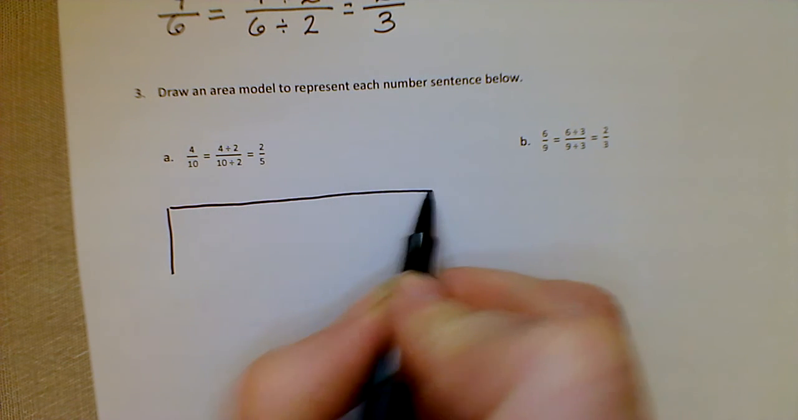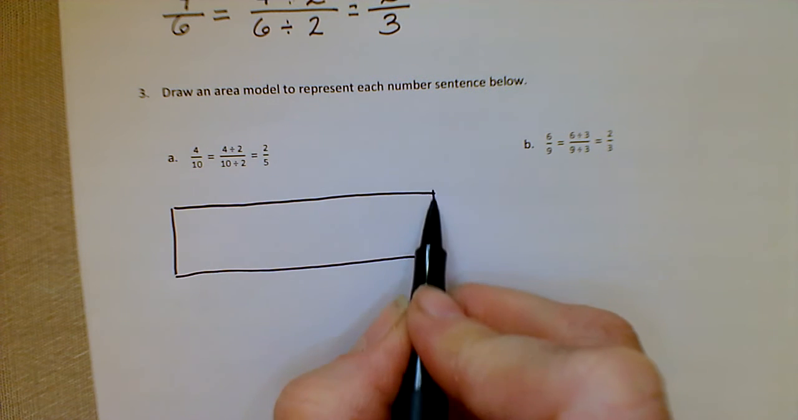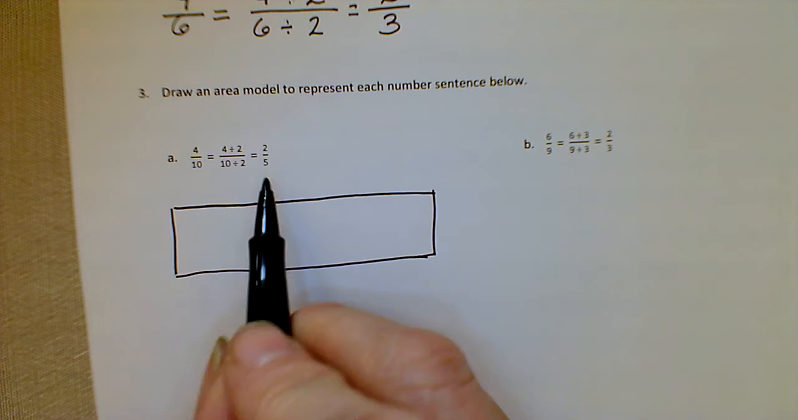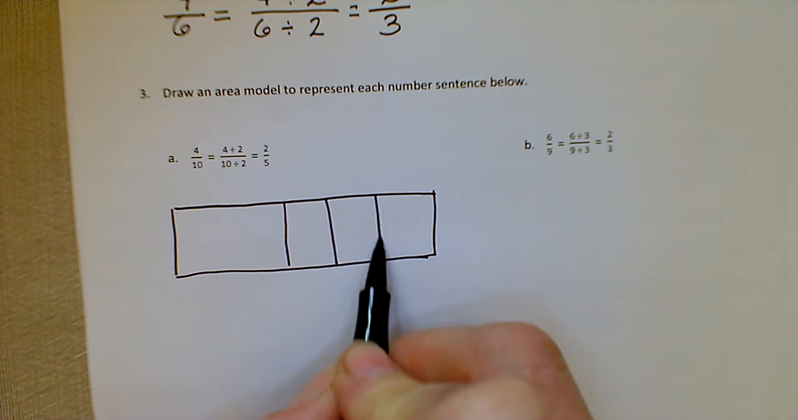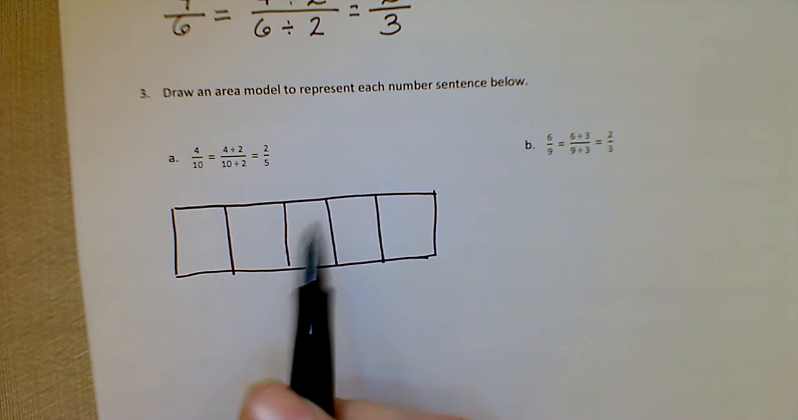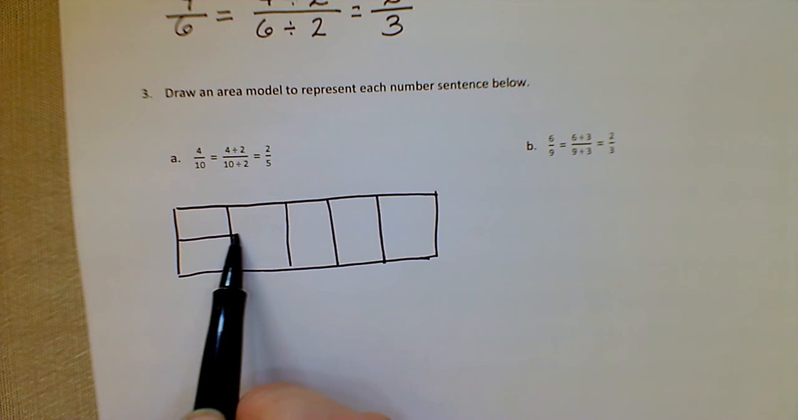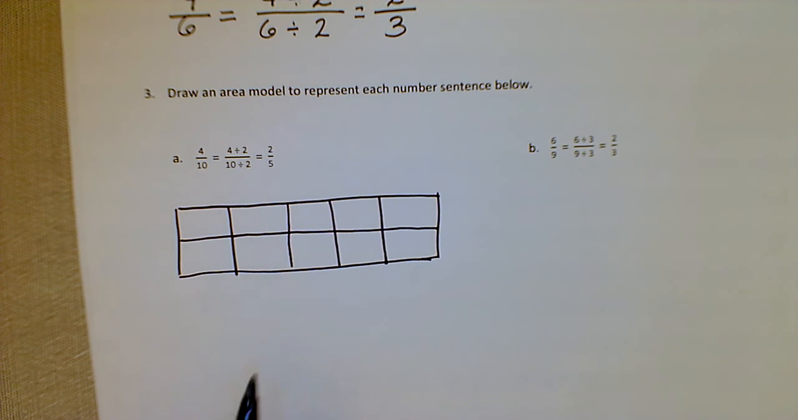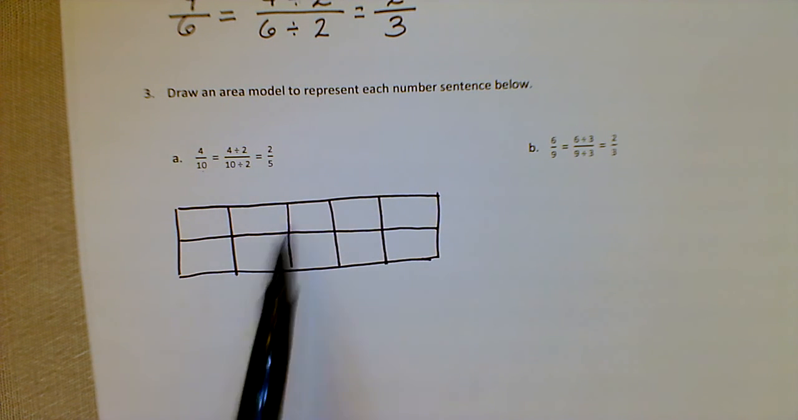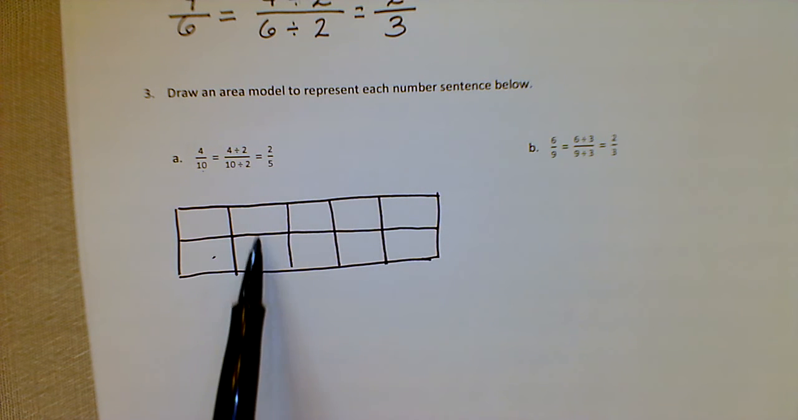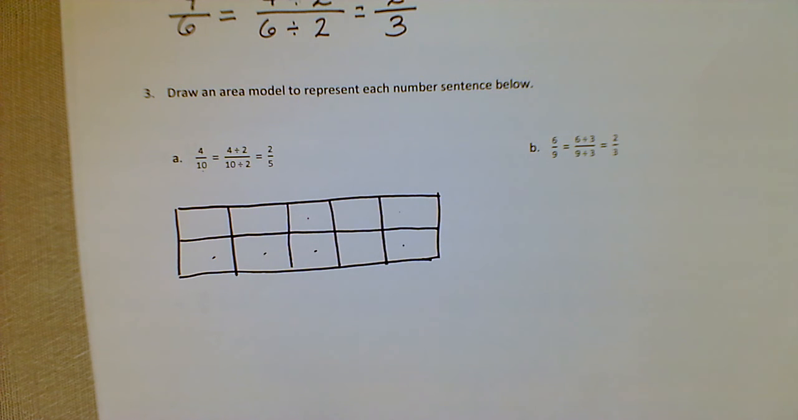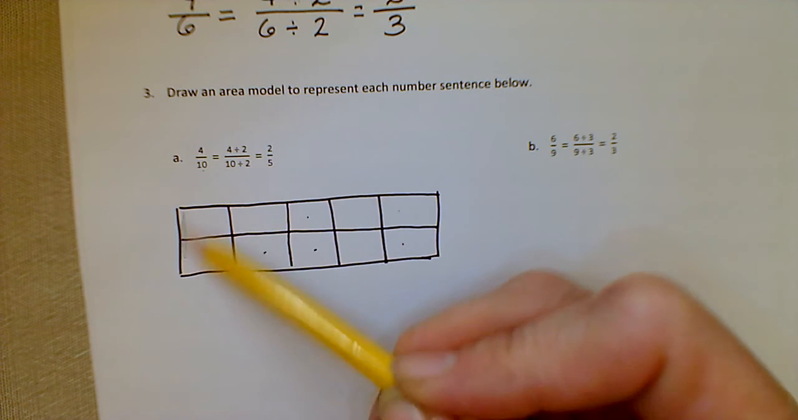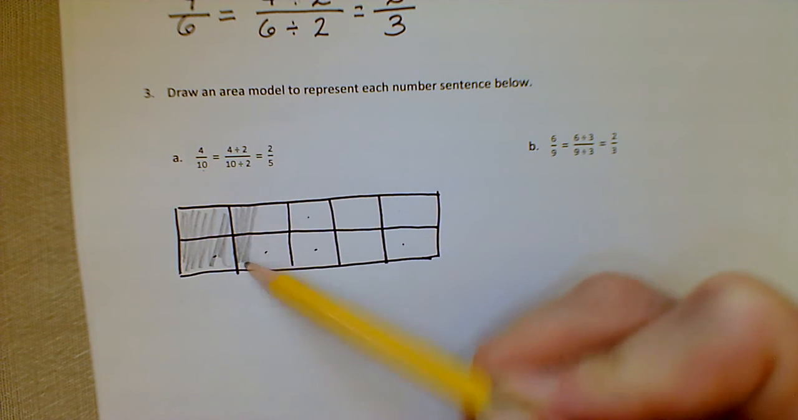So if I go ahead and I draw this, making it nice and long, and I need to make 5 columns, doing my best to make them equal. Okay, they're not quite, but it's good. And then I'm going to go ahead and cut them in half. So now I have a total of 10 units in here. 1, 2, 3, 4, 5, 6, 7, 8, 9, 10. But I need to shade in 4 of those because that is in my numerator. So let me shade in 1, 2, 3, 4.